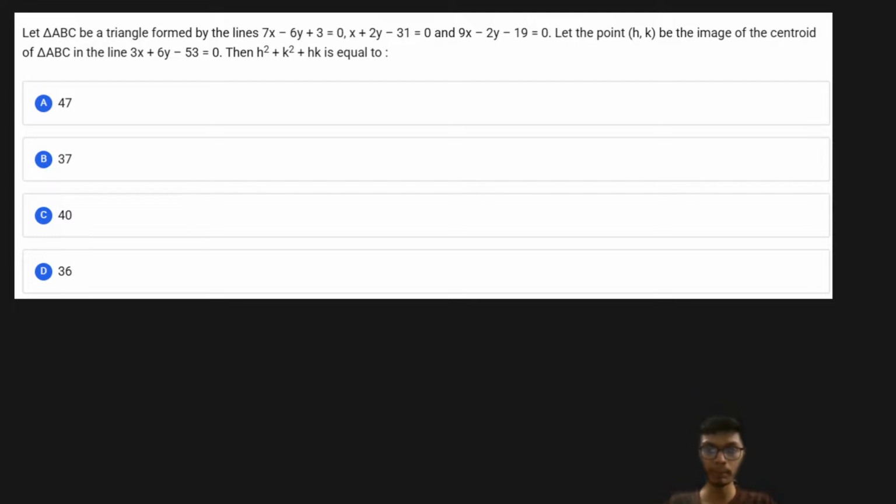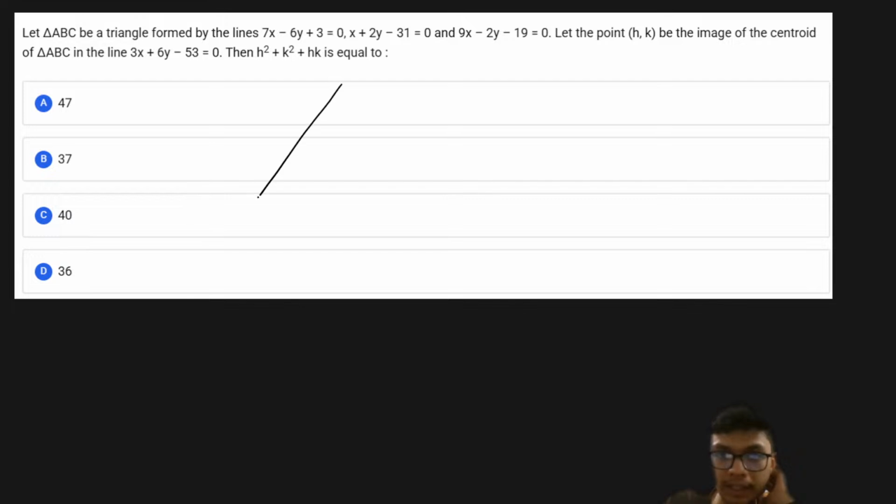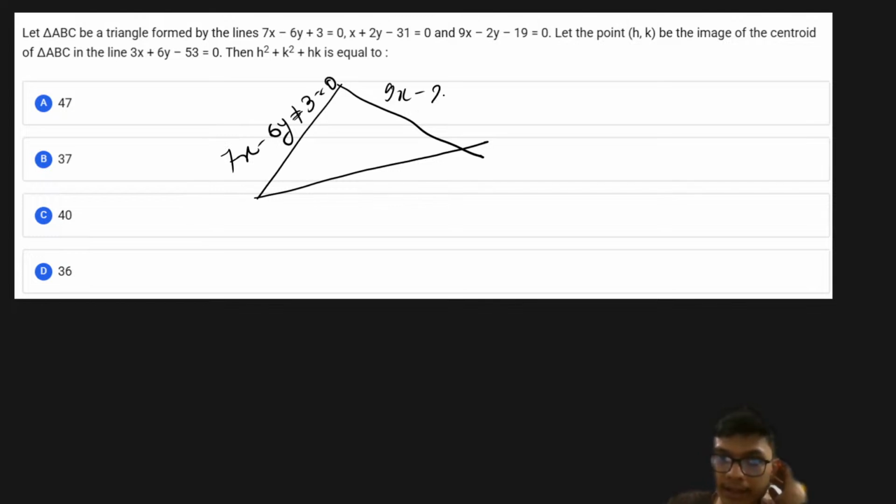So again, we have a problem where we have to find the point of intersection of the coordinates of the triangle. If I look at the problem, we are given the sides of the triangle in the equation of the line form. This equation is 7x minus 6y plus 3 equals 0, this one is 9x minus 2y minus 19 equals 0, and this side is x plus 2y minus 31 equals 0.